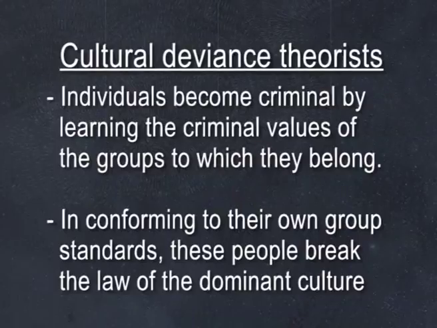Strain theorists, that is, the structural explanation, explain criminal behavior as a result of the frustration suffered by lower class individuals deprived of legitimate means to reach their goal. Cultural deviance theorists assume that individuals become criminal by learning the criminal values of the group to which they belong. In conforming to their own group standard, these people break the law of the dominant culture.